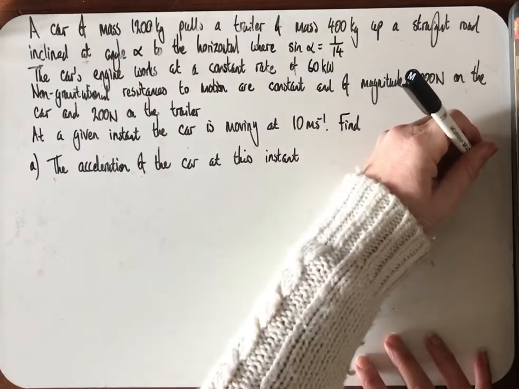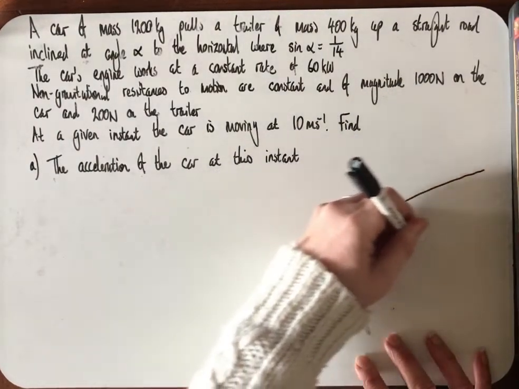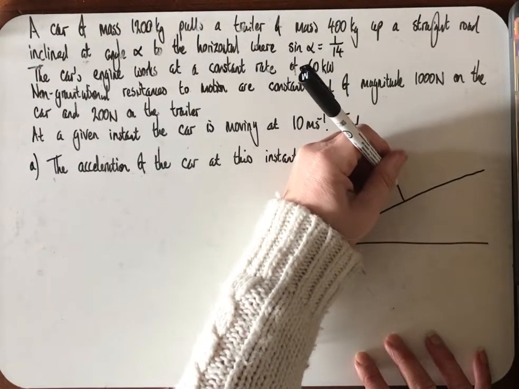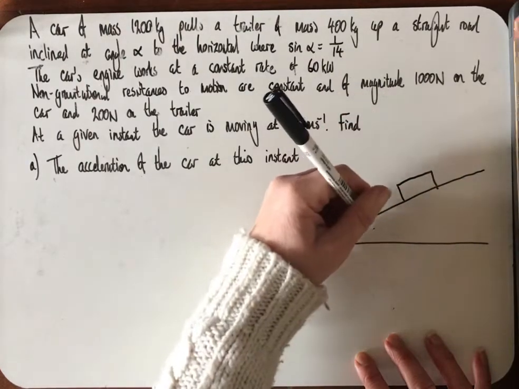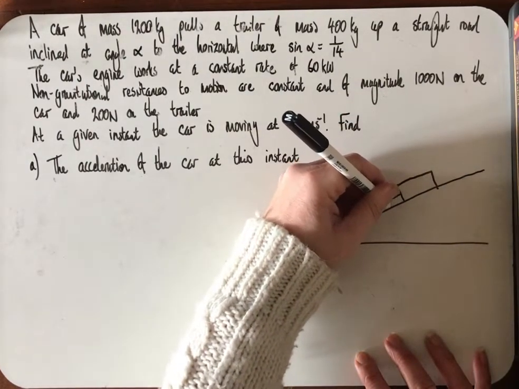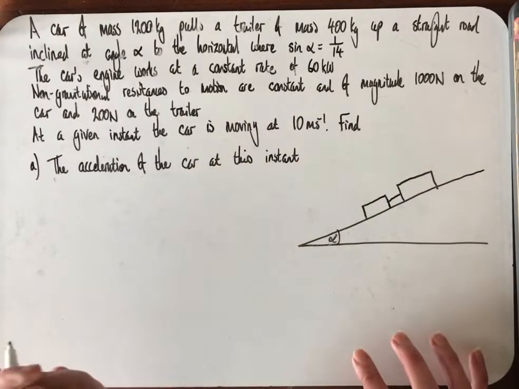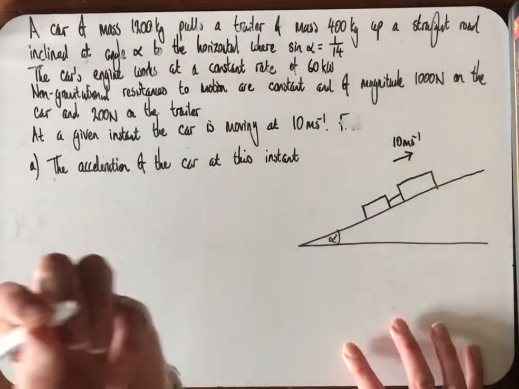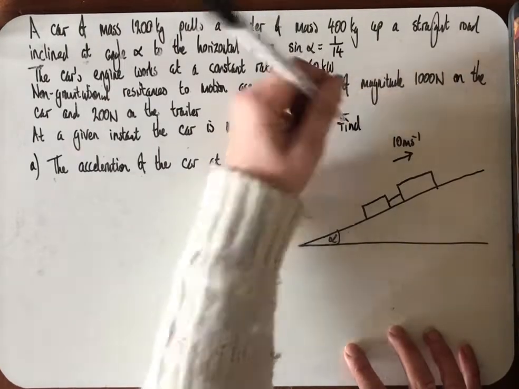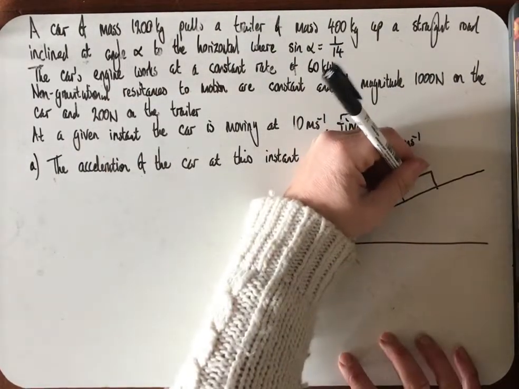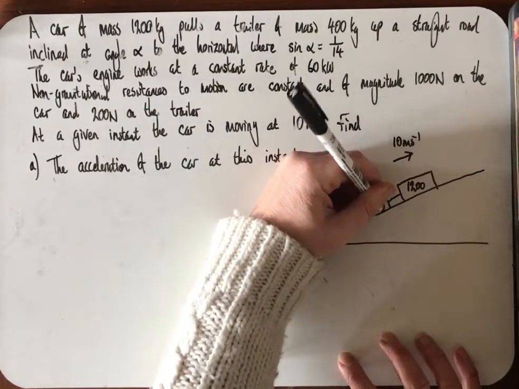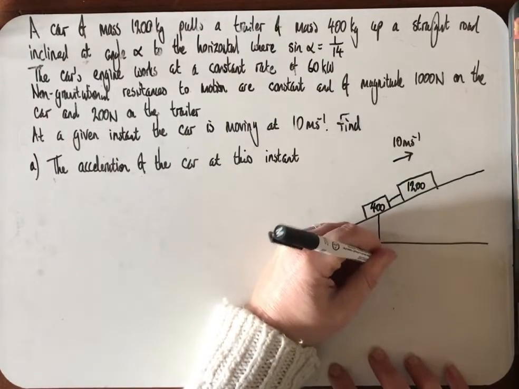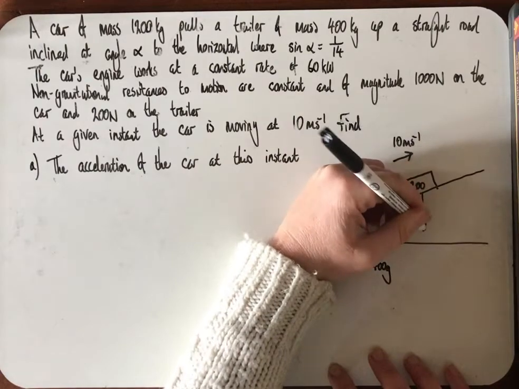So we've got slope, angle alpha, and we've got a car. Sorry, it doesn't look very car-like today. And a trailer. And they're going up a straight road, and at a given instant the velocity is 10 meters per second. And the mass of the car is 1,200. Mass of the trailer, 400. So we've got 400 G, 1,200 G.